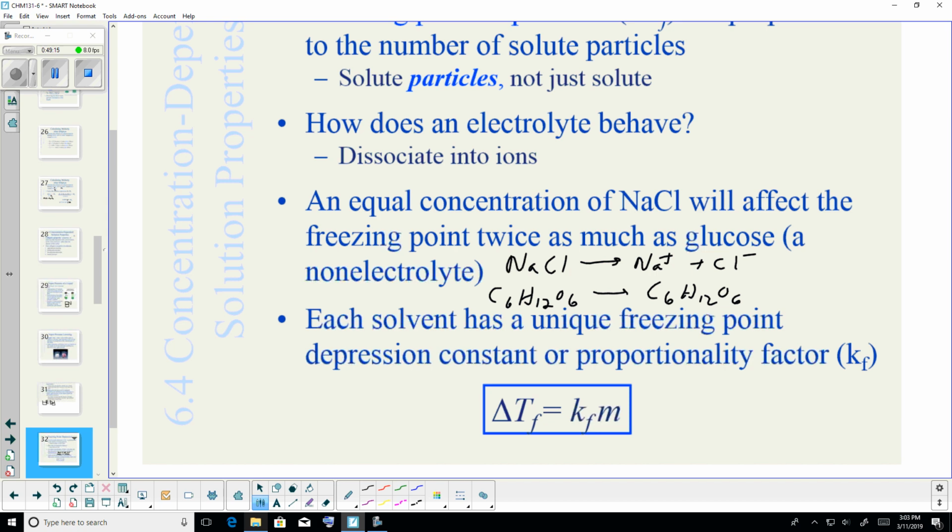So therefore it makes a difference what you're putting in. NaCl gives me 2 particles per particle. Glucose only gives me 1 per particle. So NaCl will affect the freezing point twice as much as glucose, if I start with 1 and 1 of this, because I have more particles. Each solvent has a unique freezing point depression constant, or proportionality factor, called Kf. So that is for each solvent.